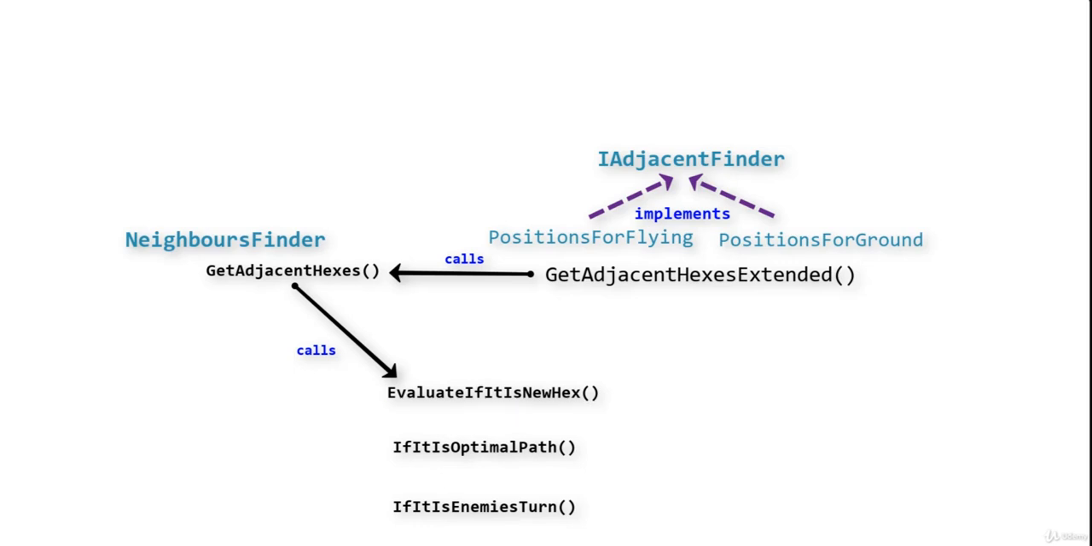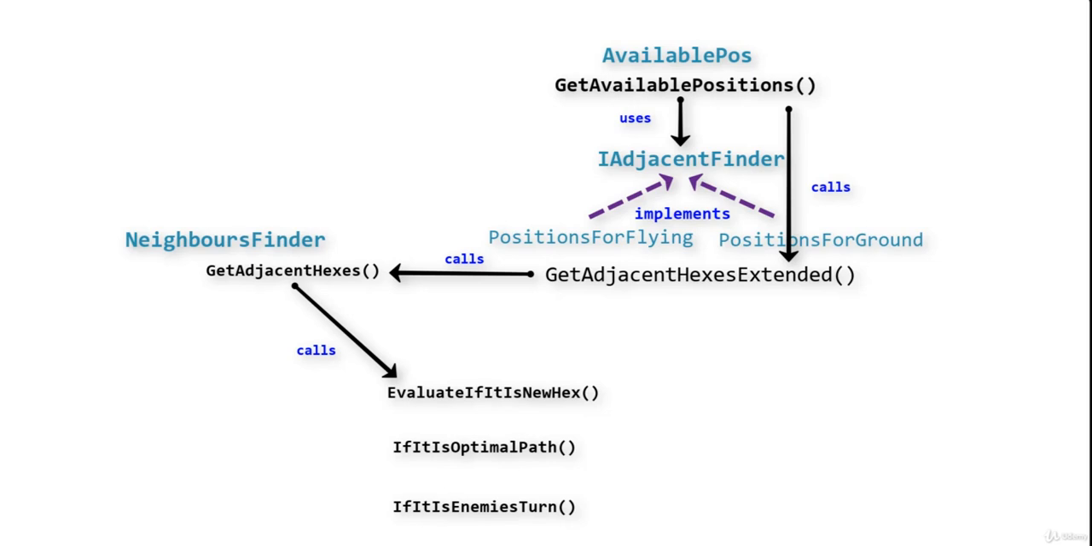Let's practice. The AvailablePosition class using the getAvailablePositions method determines all possible positions. To determine all possible positions, the method uses the IAJSONFinder interface. The interface allows us to change the behavior of the method depending on the type of a hero. The getAvailablePositions method works for both ground units and flying units. The method using the interface calls the getAdjacentHexesExtended method.